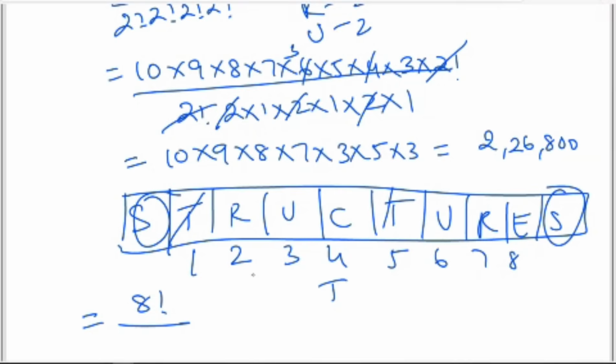Now count them: we have T two times, that is 2 factorial. Then we have R two times, that will be 2 factorial again. Then you have U two times, that will be 2 factorial. Now we have to simplify this.